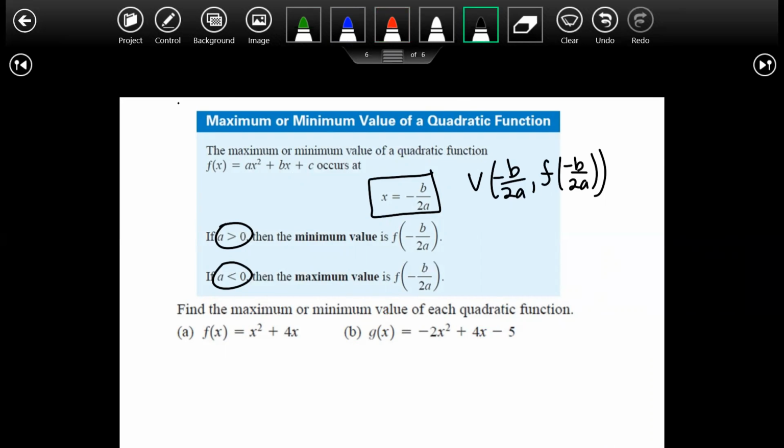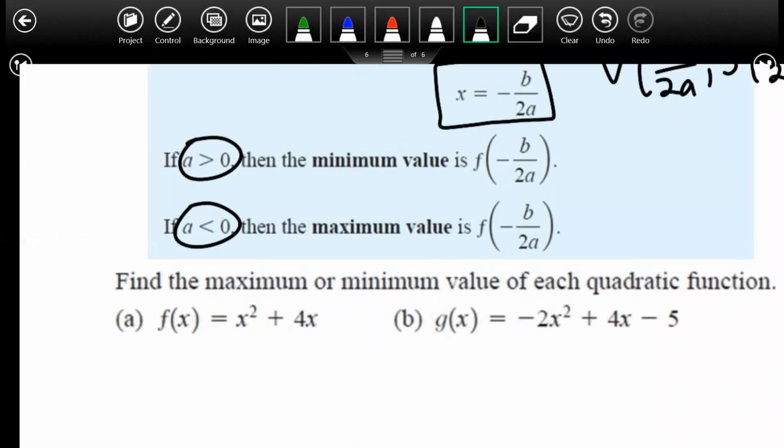Looking at these two problems, it says find the max or min value of each quadratic function. First thing I want you guys to do is tell me if it's a max or a min. That's the easiest part to tell, because they always take on the form ax squared plus bx plus c. One thing I always know, I can always add a 0 in here. Doesn't change anything, right?